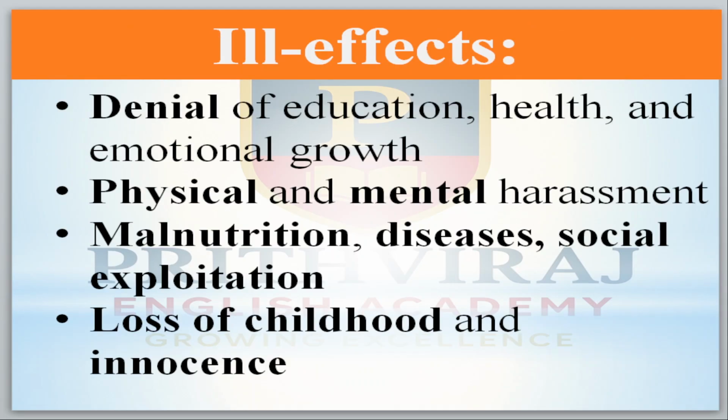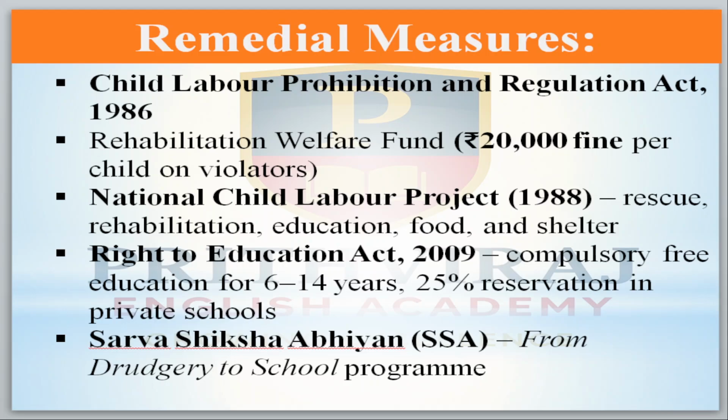So what are the effects on the children? Denial of education, health and emotional growth also, physical and mental harassment, malnutrition, diseases, social exploitation, loss of childhood and innocence. These are the ill effects. There is a possibility this question will be asked for 3 marks, so please pay attention to this. Now, what are the remedial measures?